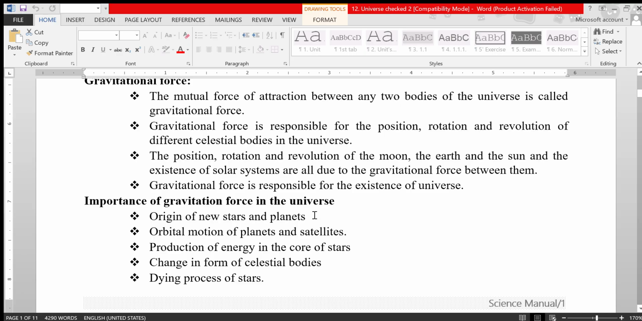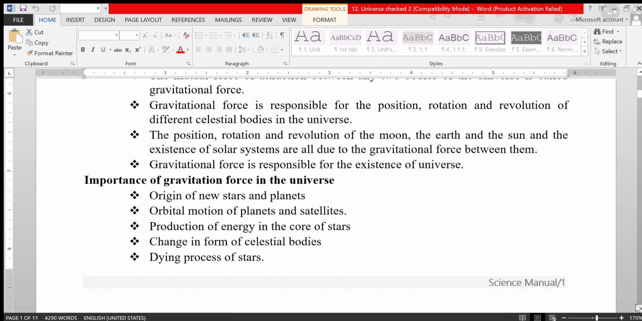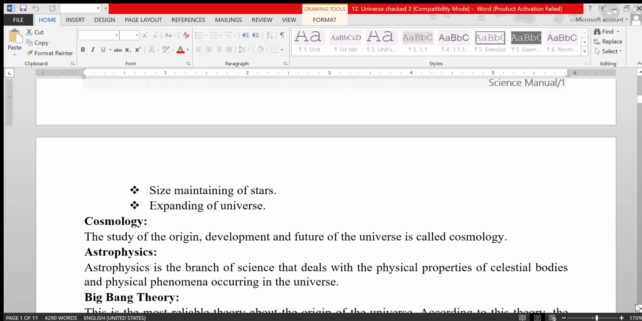Importance of gravitational force in the universe. Origin of new stars and planets. Orbital motion of planets and satellites. Production of energy in the core of the stars. Change in form of celestial bodies. Dying process of stars. Size maintaining of stars, expanding of universe.